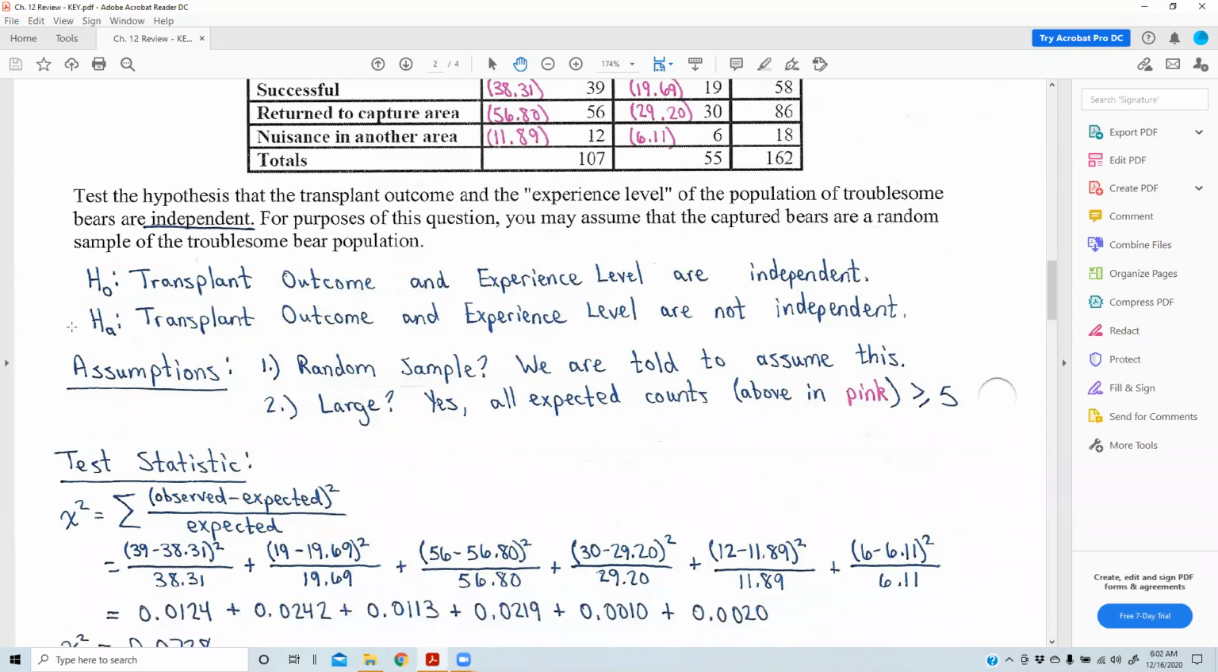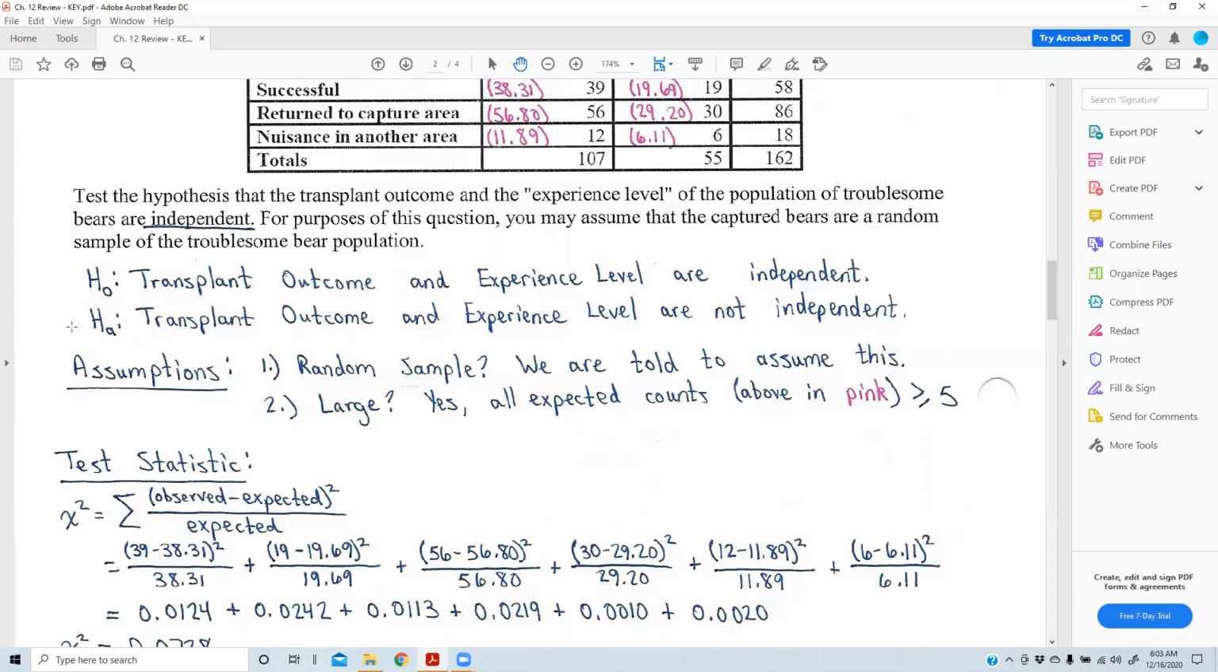Before we can do the test, we need to check our assumptions. So there's two assumptions. Do we have a random sample? And is it a large sample? If it's large, that means all expected counts must be greater than 5. You can't just tell me, yes, all expected counts are greater than 5. You have to show me.